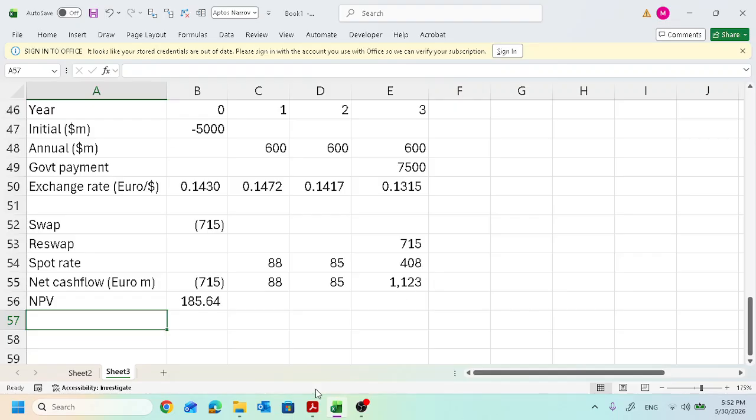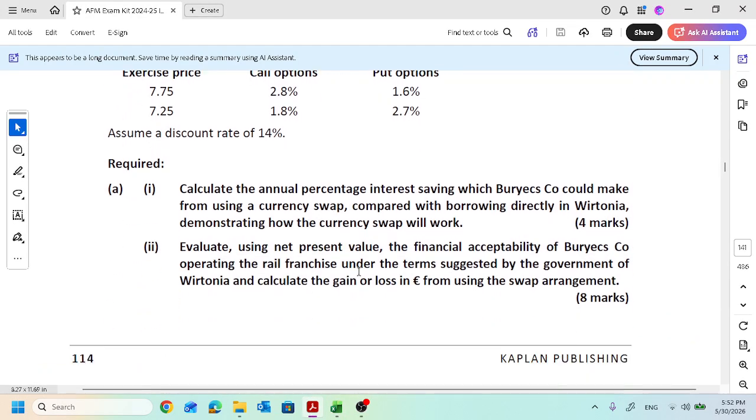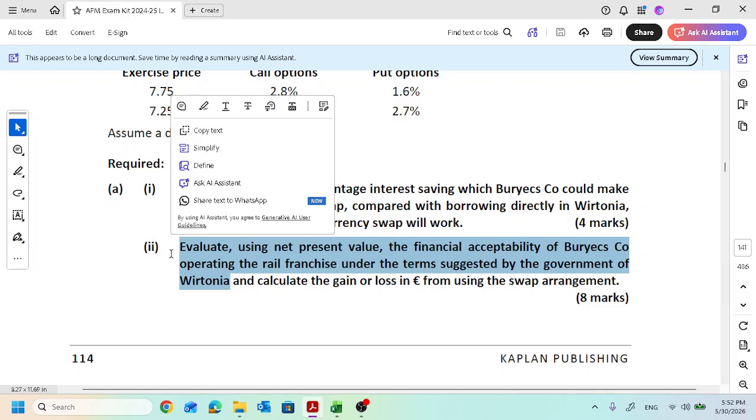They asked, using NPV, financial acceptability of the company's rail purchase under the terms suggested by the government of Virginia. Okay, so we have done this. This part looks good. We can say NPV is positive. Show a skepticism. You say, if the exchange rate forecasts are reliable, if the inflation rates are reliable, if the cash flows are reliable, fine, it's acceptable. We can say that.